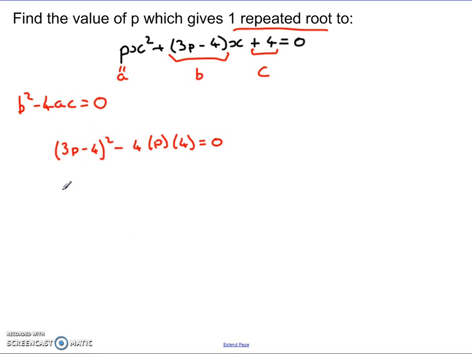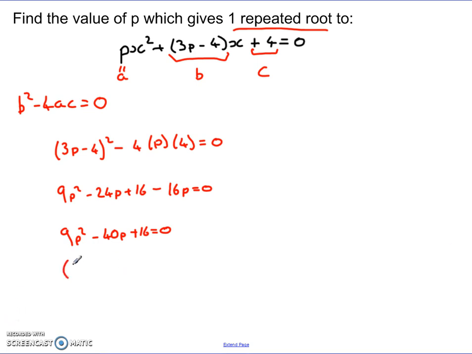So (3p − 4)² gives me 9p² − 24p + 16, take away, well this bit here, 4 times p times 4 is minus 16p. And I know that that equals 0. We simplify all this together and we get 9p² − 40p + 16 = 0. And then it's just a case of solving this and finding the value for p which I'm after.